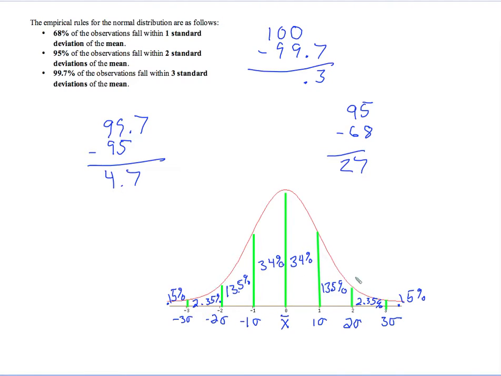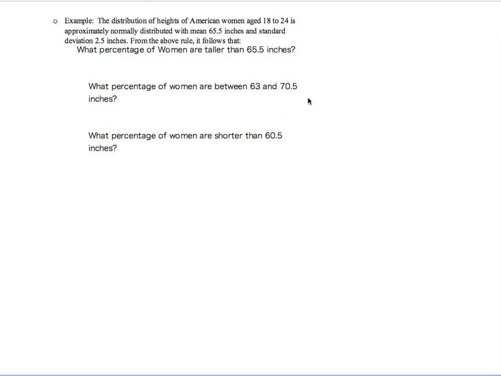Now I'm going to show you why I do it this way, what I use it for. So I have a little problem for you. It says the distribution of heights of American women aged 18 to 24 is approximately normally distributed with a mean of 65.5 inches and a standard deviation of 2.5 inches. From the above rule, it follows: what percentage of women are taller than 65.5?